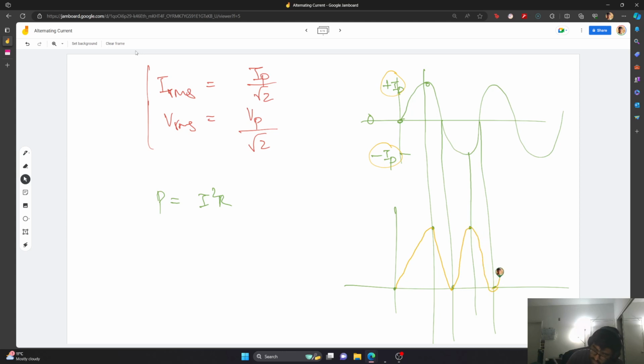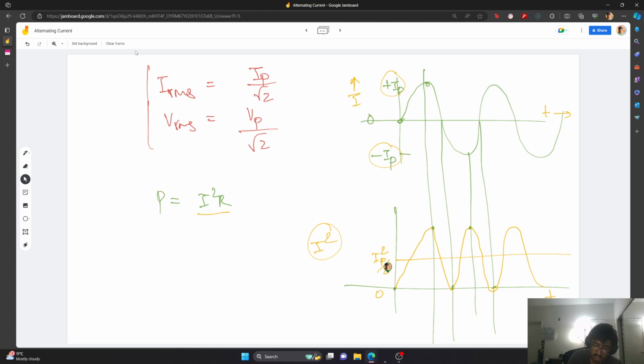So it looks like it forms a sine wave, but it is always above 0. I'm plotting I square here instead of the I that I was plotting with time here. I'm plotting I square because you need I square R here, right? R is just a constant, so I'm not multiplying it.